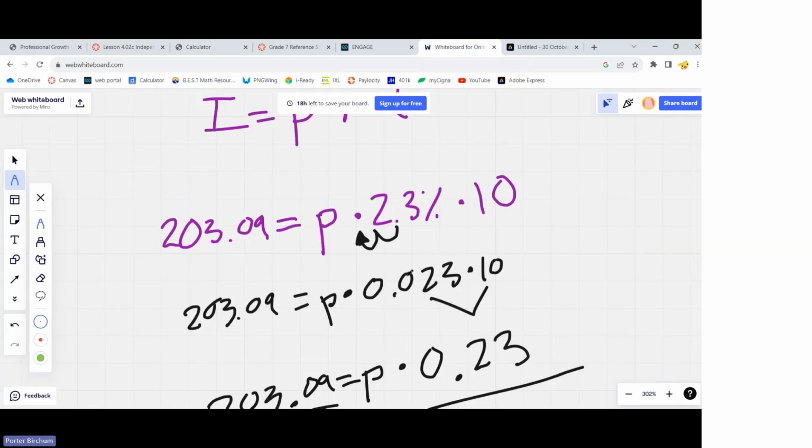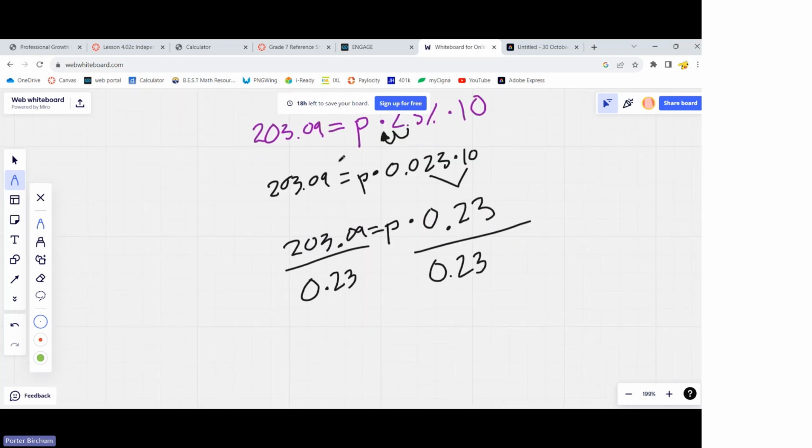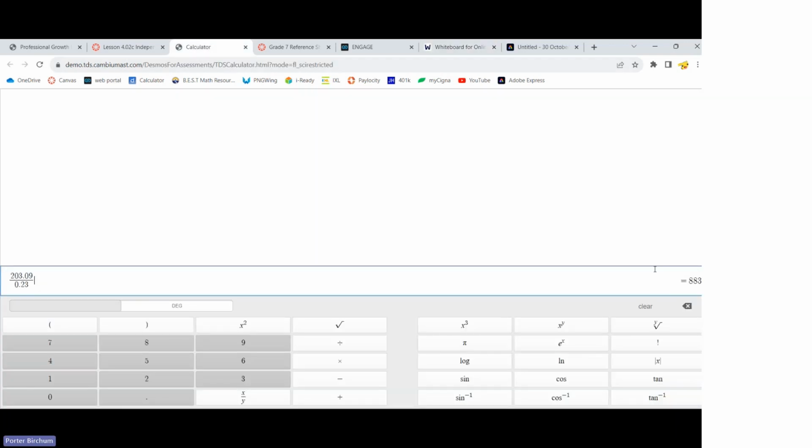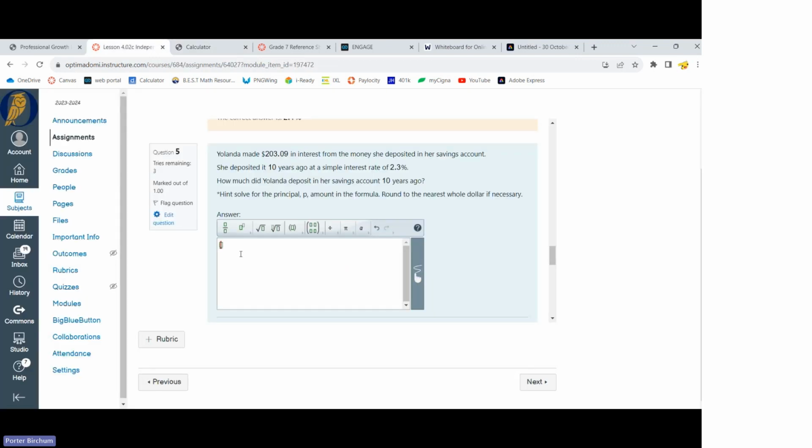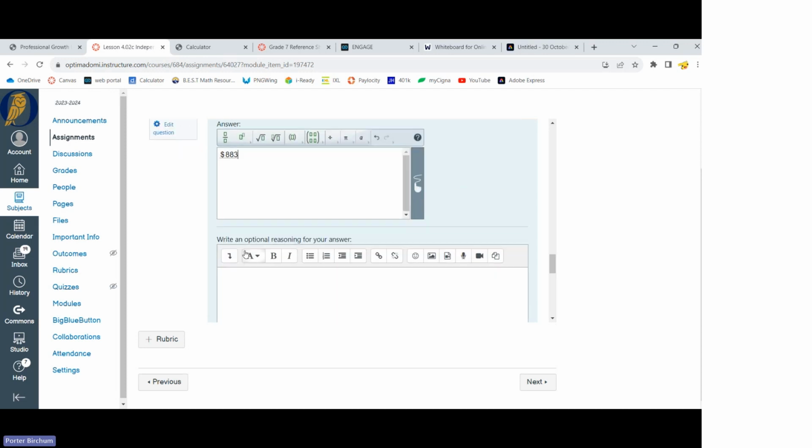I could have also divided 203.09 by 10 and then divided that answer by 0.023. Either way would have worked, and if you did it correctly, you would have gotten 883 both ways. Don't forget the dollar sign. Remember, if you don't get a whole number answer, round your answer to the nearest whole dollar.